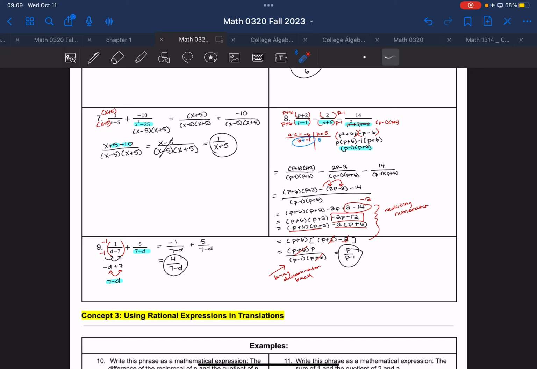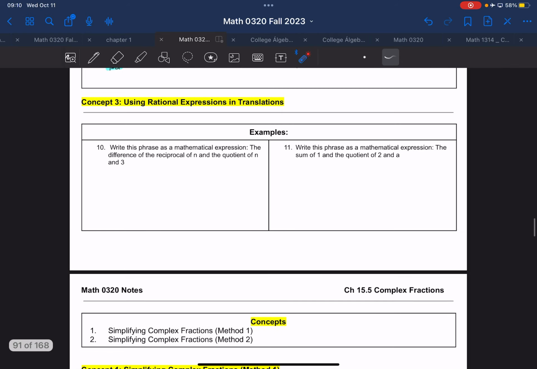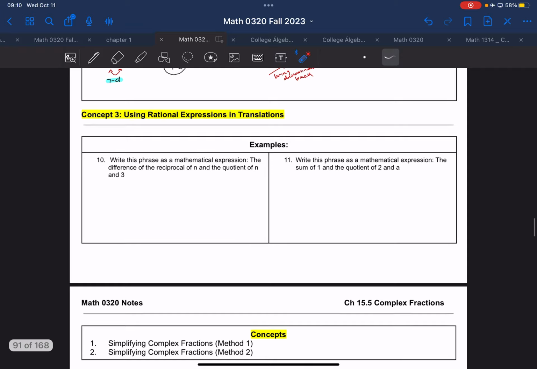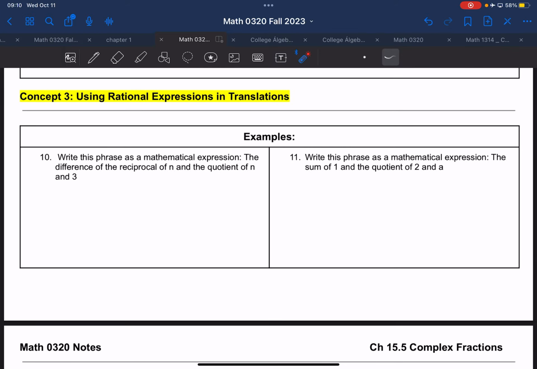So this involves a lot of factoring, okay? Okay, concept 3, which is the last concept for this section, is using rational expressions in translations. So what this means is we have word problems that we are going to set up our rational expressions and solve.